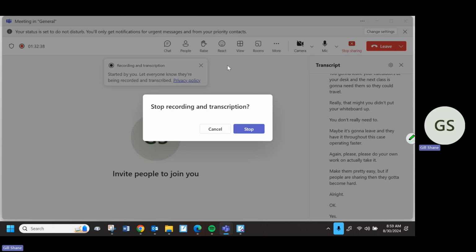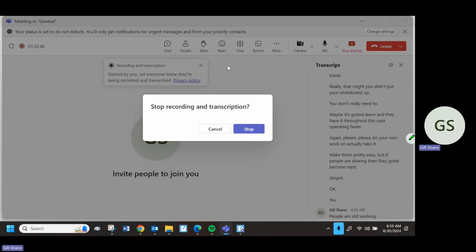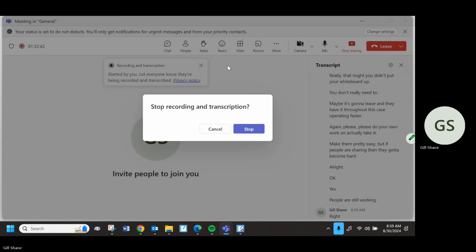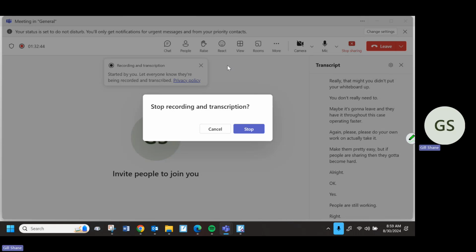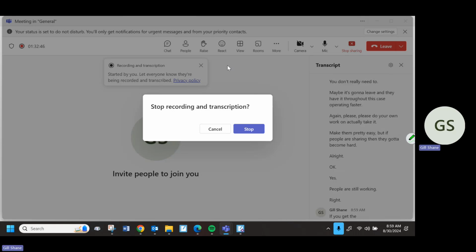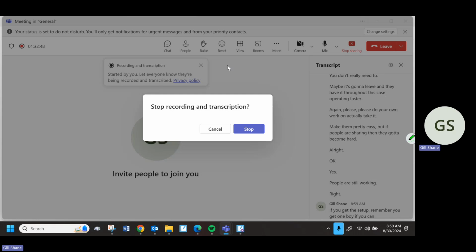People are still working. If you get the setup, remember you get 1 point if you can just set it up correctly.